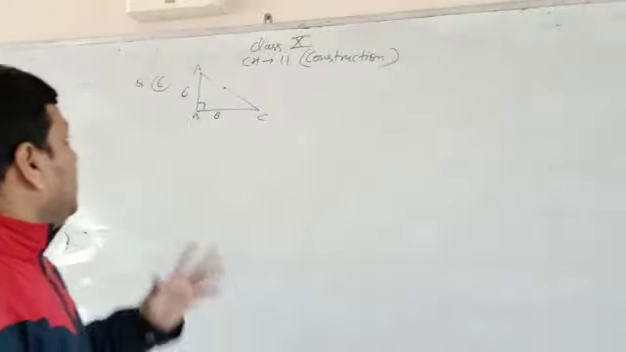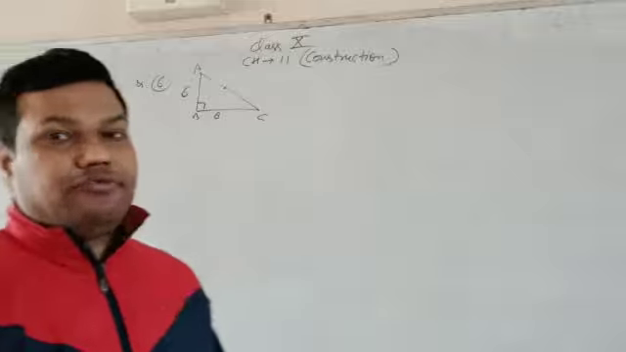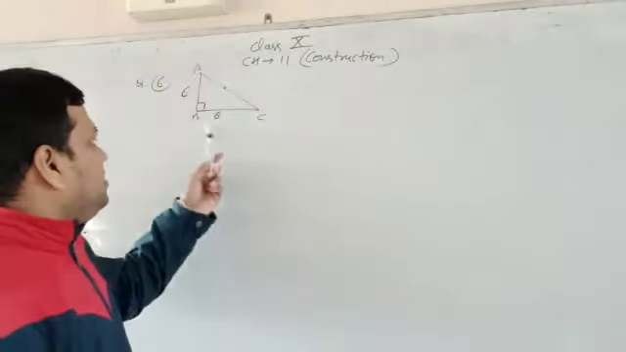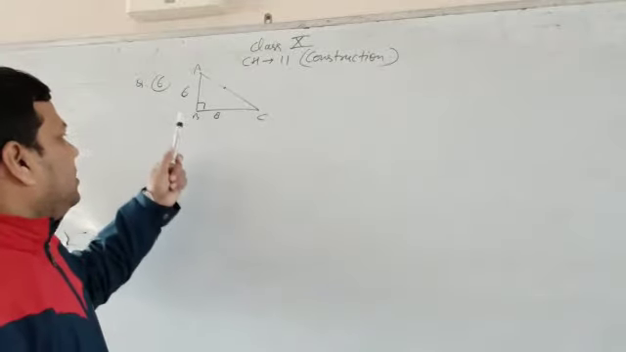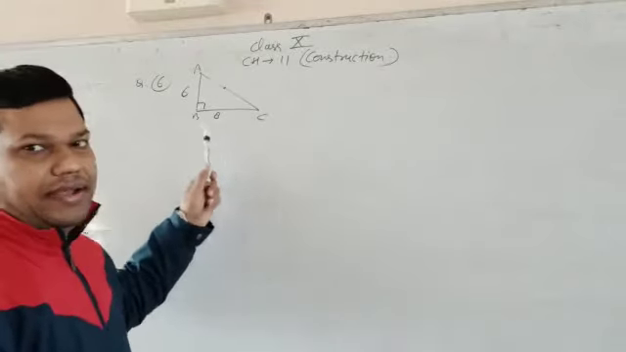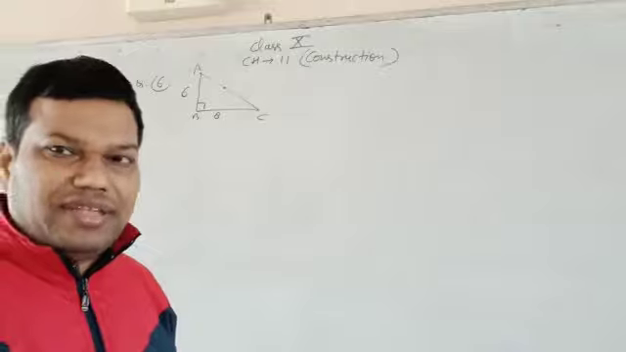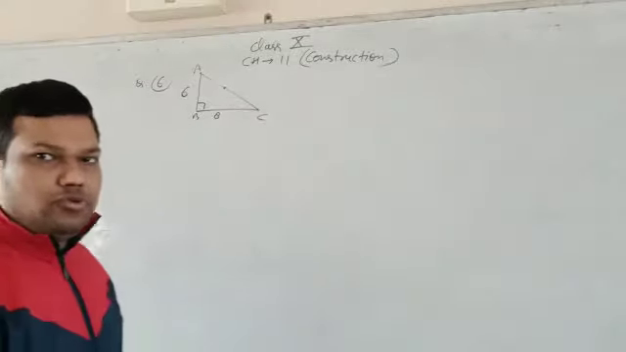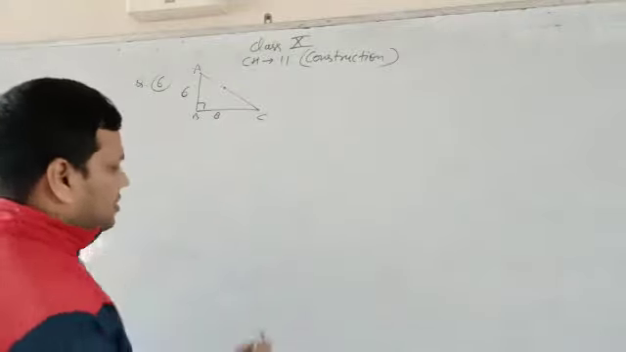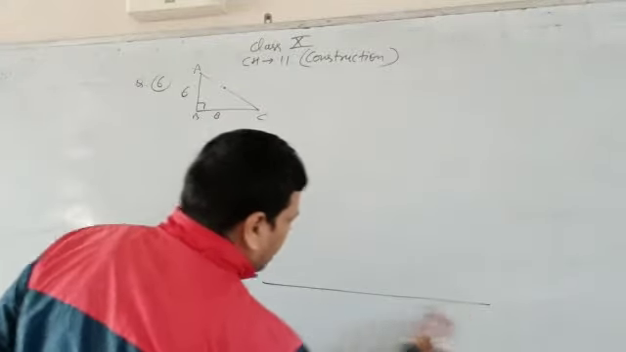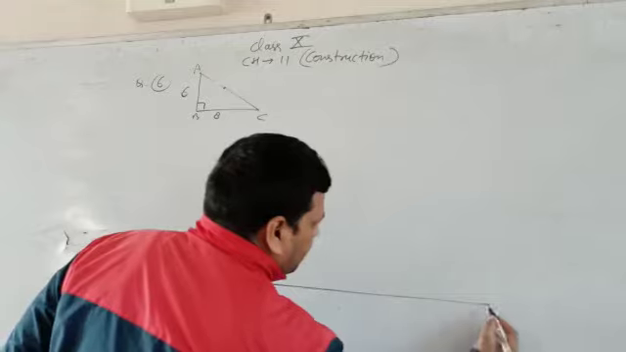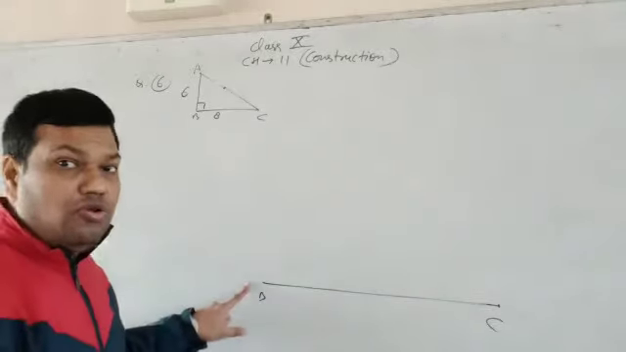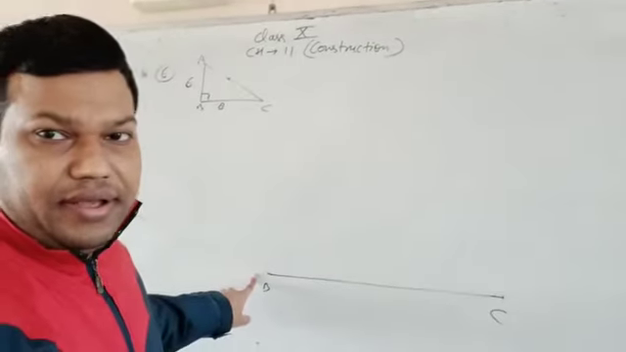We have to draw a triangle first of all. The length BC is 8 and AB is 6, and B is a right angle. You can read your question from NCERT, right? So first of all we have to draw the baseline BC, which will be 8 centimeter. Now from B, you know how to draw the right angle, right?